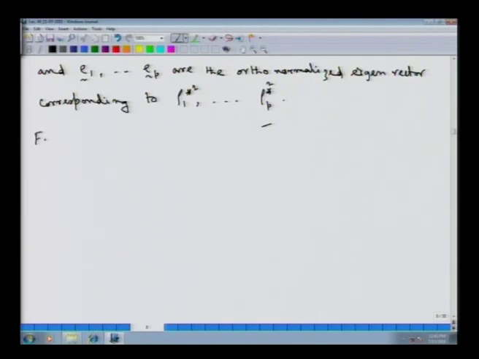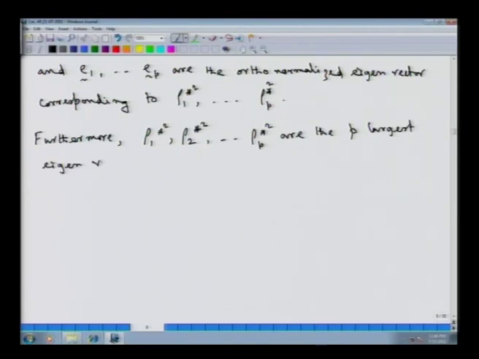And furthermore, rho 1 star square, rho 2 star square, up to rho p star square are the p largest eigenvalues of the matrix which is A prime A. That matrix is given by sigma 2 2 to the power minus half, sigma 2 1, sigma 1 1 to the power minus 1, sigma 1 2, sigma 2 2 to the power minus half, right.